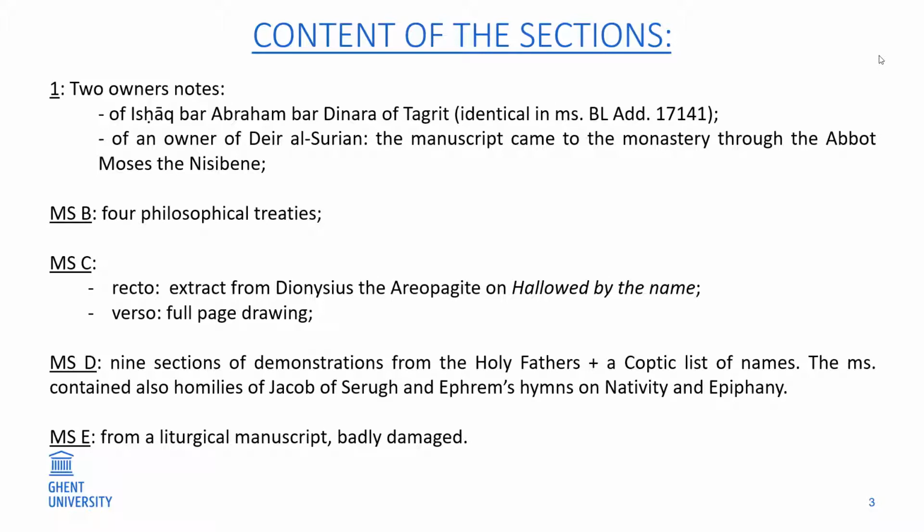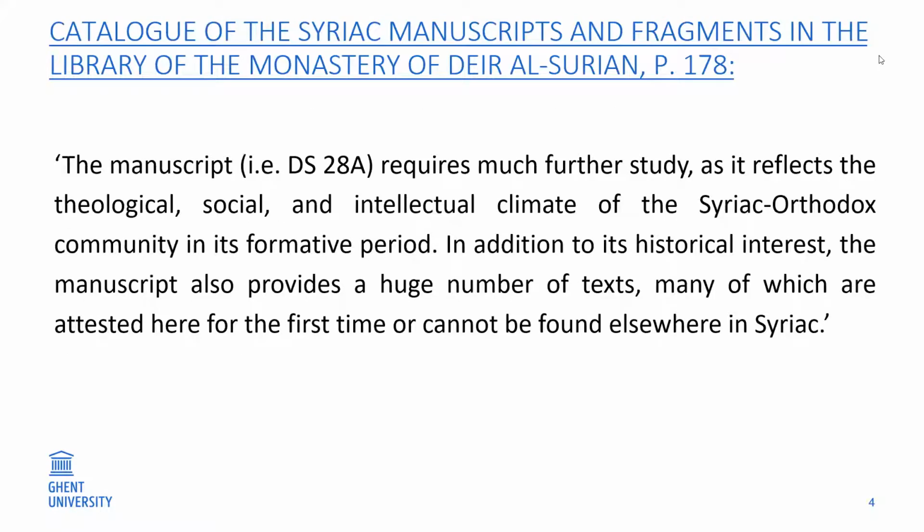Then manuscript D, 11 folios, that contain 9 sections from the Holy Fathers. And to this manuscript was added something that looks like a Coptic list of names. And finally, a single folio coming from a liturgical manuscript, but it's badly damaged, cut to fit again the dimensions of A, so not much can be said about it. So we can see that these manuscripts did not belong together, they're very different, and so we can just focus on manuscript A. Before starting, I'd like to quote a passage from the catalog.